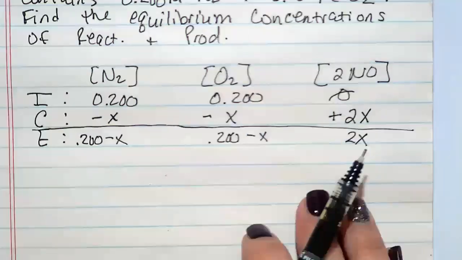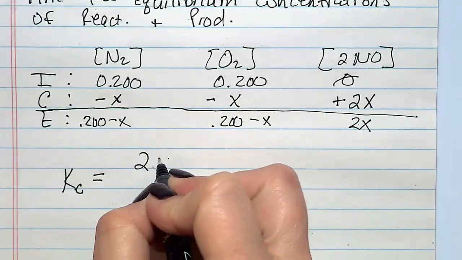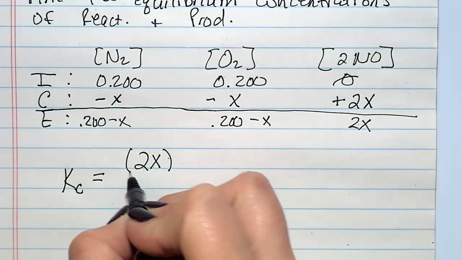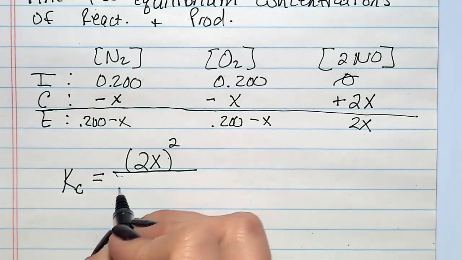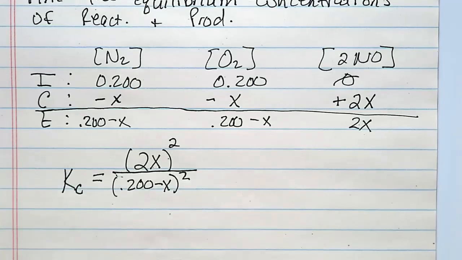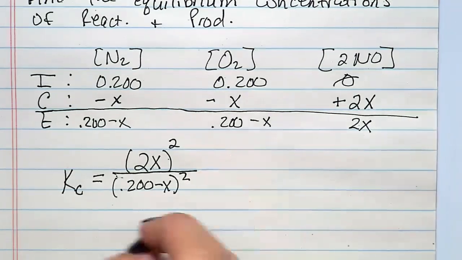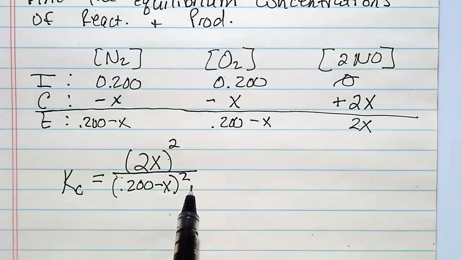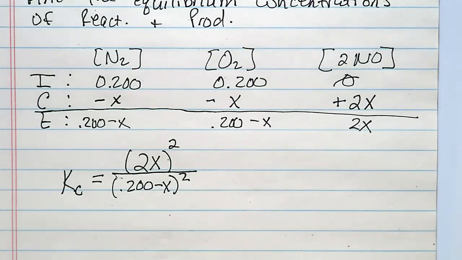Right? So I can say KC equals 2x squared over 0.200 minus x squared, because that times that is that squared. Why 2x squared? Because the coefficient is 2. You still have to take, the rule is you take whatever it is to the coefficient that is its power. Remember, products over reactants, right? I know it looks like there's a lot of 2's there.